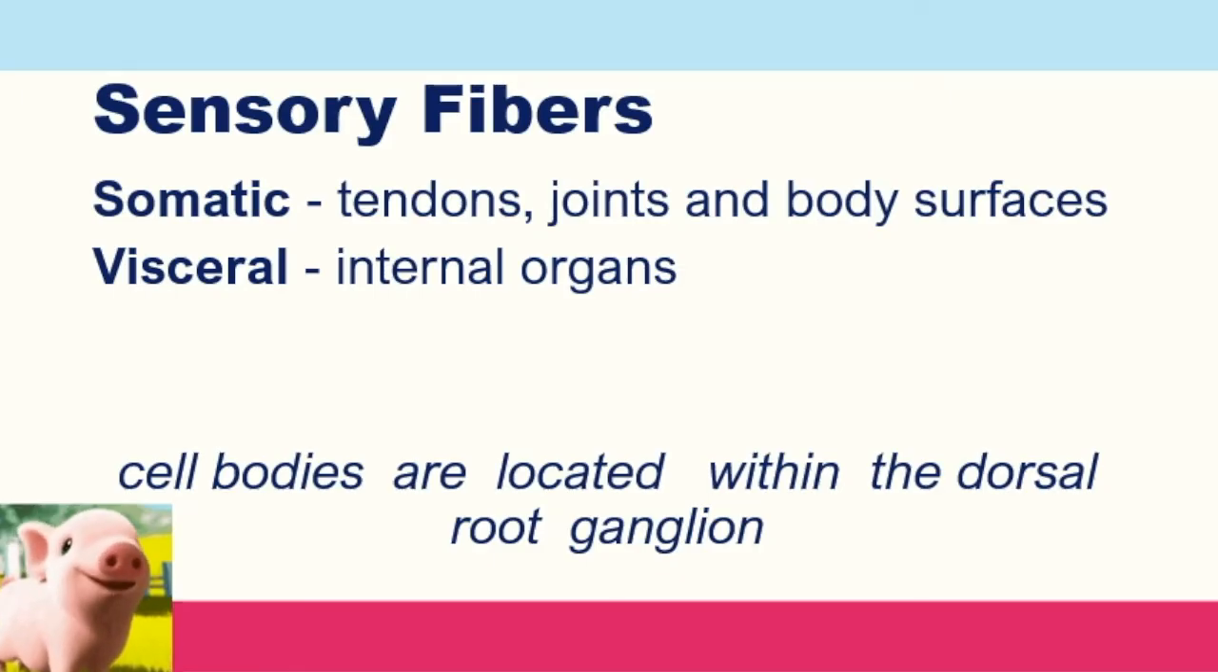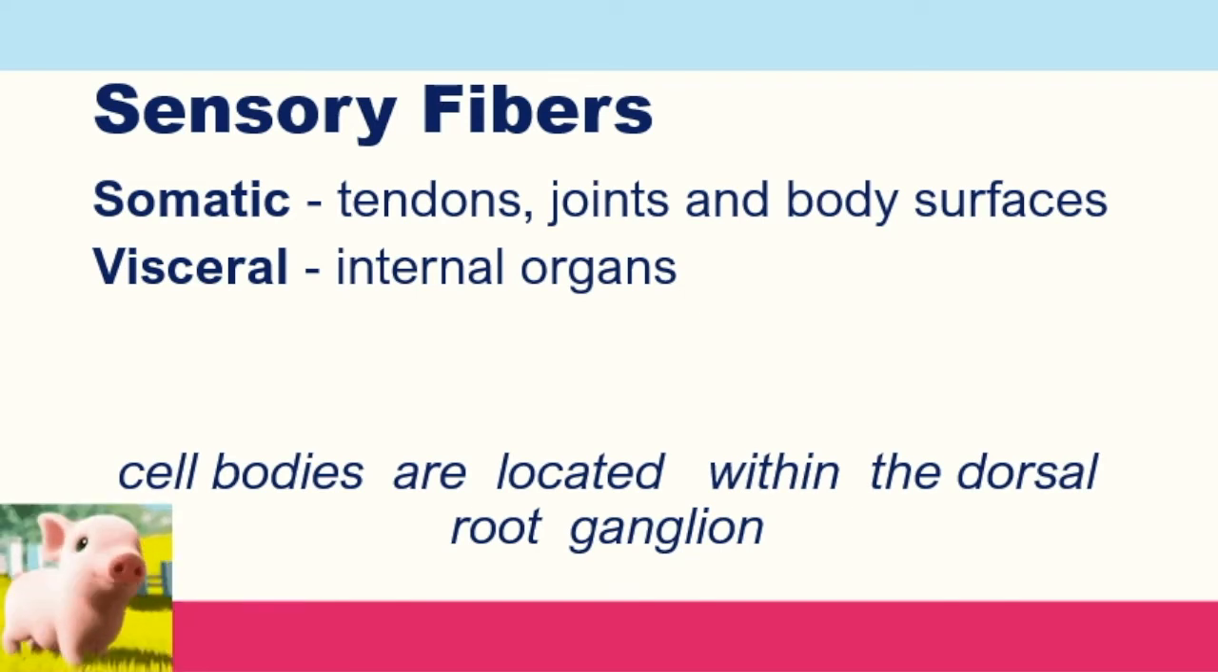Now, class, there are 2 types of sensory fibers. The 2 types of your sensory fibers are referred to as somatic and visceral. So, class, when I talk about somatic, again, soma would refer to your body. The purpose of these sensory fibers would be to carry information about pain, temperature, touch, and possibly position. When I talk about somatic, these are fibers that would arise from your tendons, joints, and body surfaces.